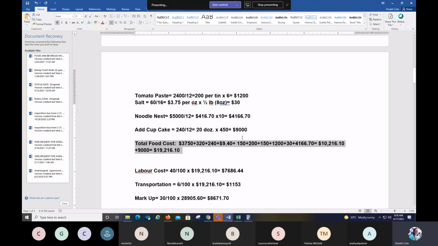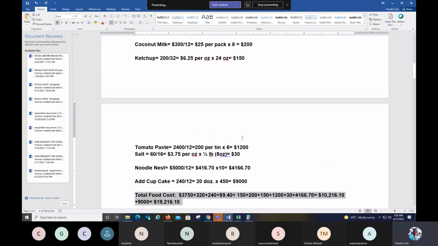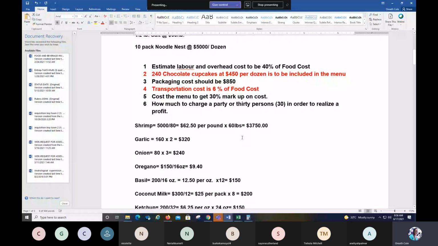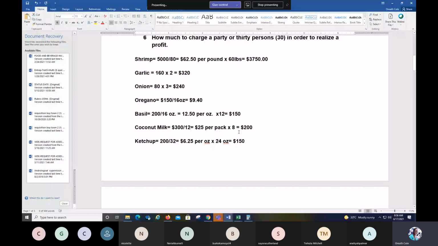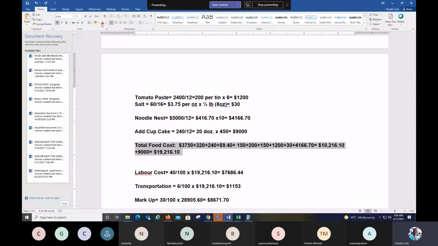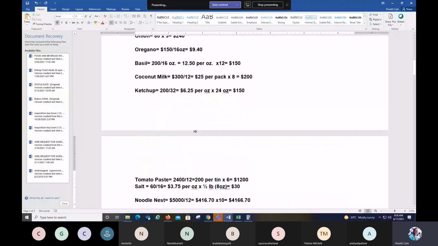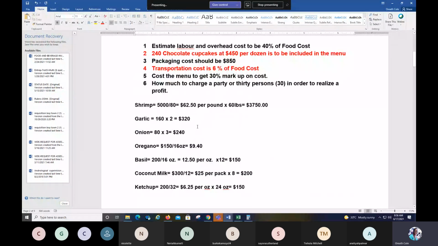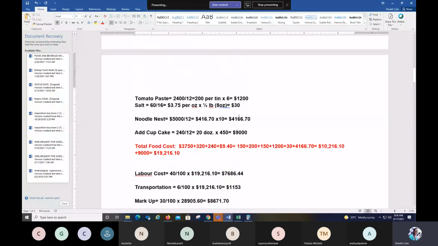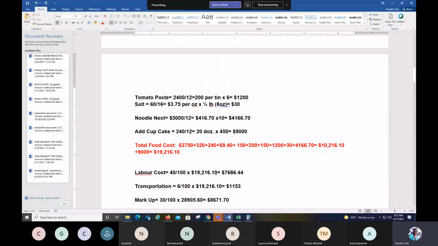So here it is 40% times the total, and we add up everything, which includes the cake, because it says the cake recipe is per dozen and it is included in the menu. So we added up everything, including the cake price, and it gave us $19,216.10. Then we find the labor cost, and it says here the labor cost is 40% of food cost. So we find 40% of the food cost, and it gives us $7,686.44.